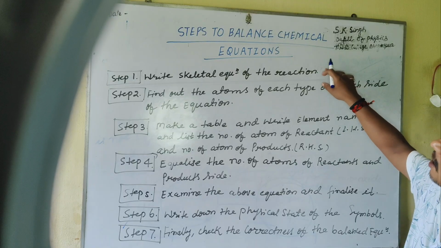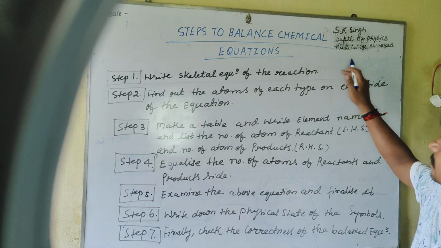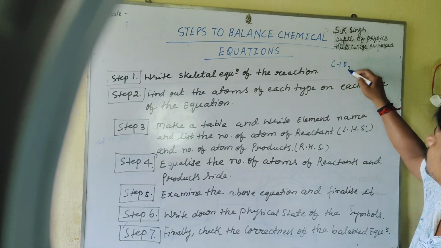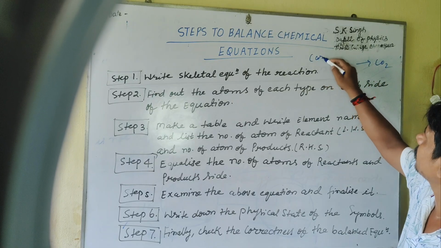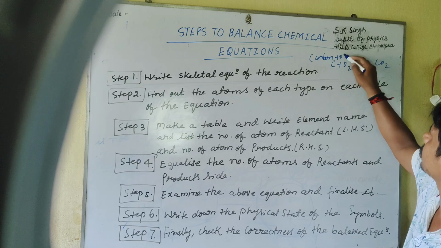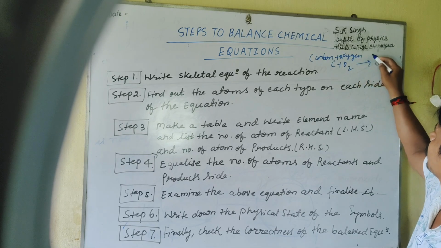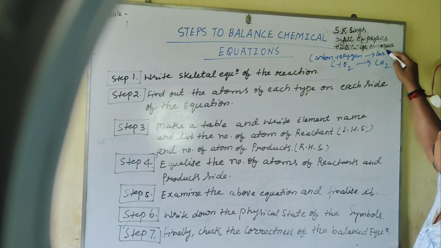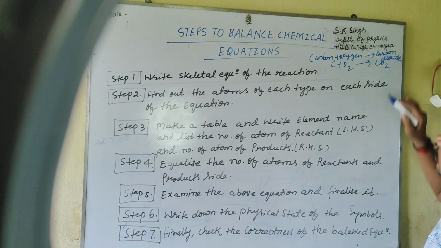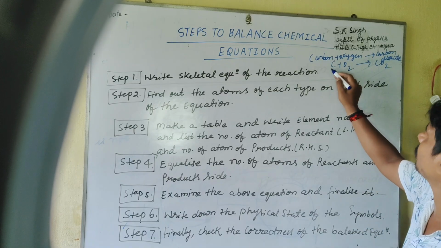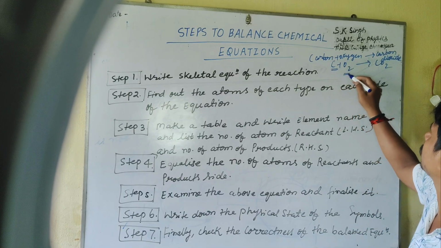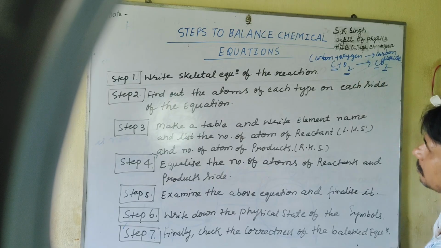First of all, you have to write down the skeletal equation of the reaction. Like that, C plus O2 gives CO2, and you can write it as carbon plus oxygen gives carbon dioxide. Then find out the number of atoms of each type on each side of the equation. There is one atom and two atoms on each side.